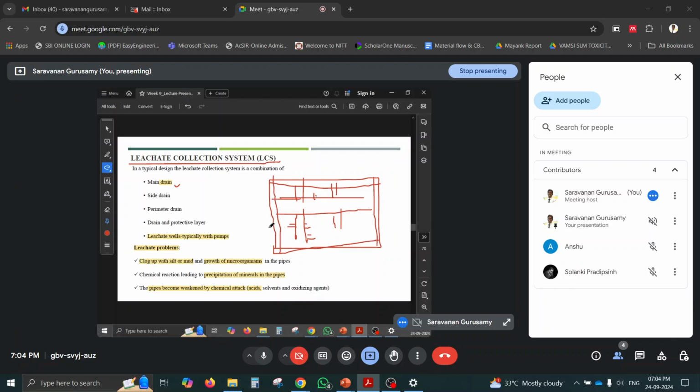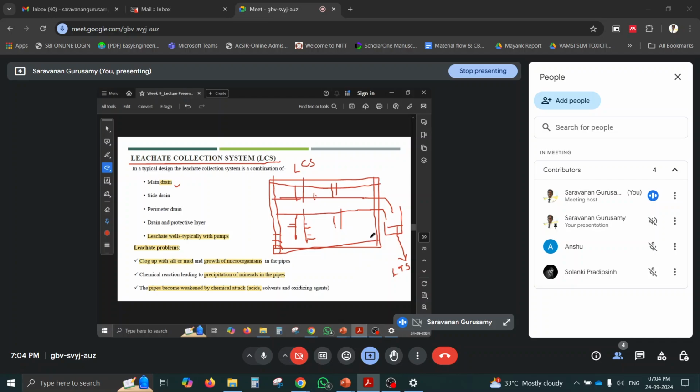Then drains and the protective layers. Around the pipes we have some protective covers and then the leachate well. So the main pipe will collect the leachate and it will be stored in the leachate well. So that will be collected and sent to the treatment plant. This is the leachate collection system, and then we need a leachate treatment system. So from the top view I am showing you.